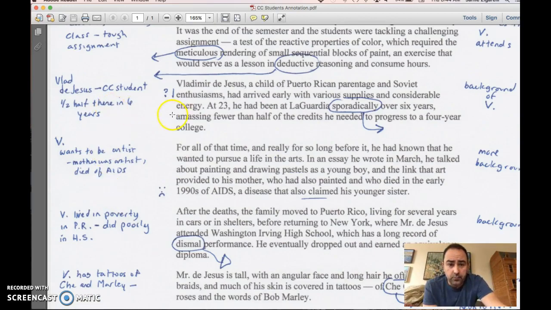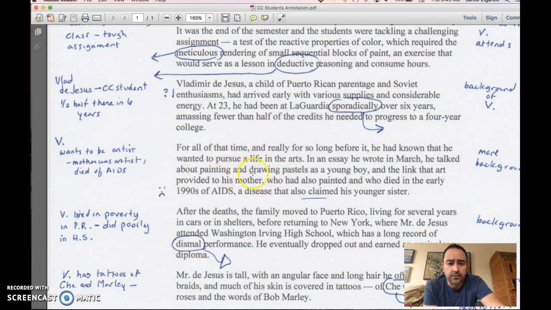The next paragraph was about Vladimir. It introduces him, and it tells me that he's been at LaGuardia on and off sporadically for 6 years, and that he's about halfway to graduation. So I put that. That's pretty much what my summary was, that he's a community college student and he's about halfway there in 6 years. And then you'll notice too, I started to abbreviate his name to just V. So I'm just trying to be efficient as an annotator here.